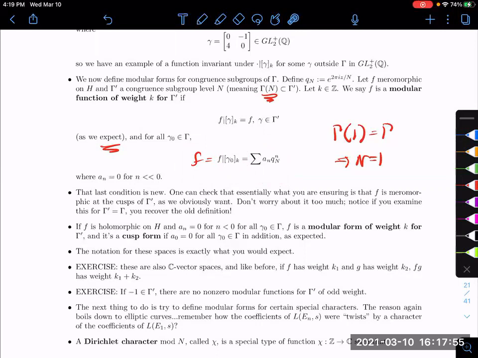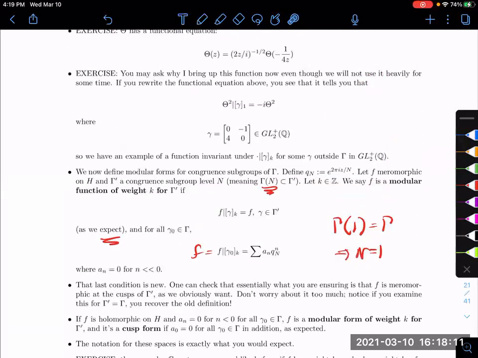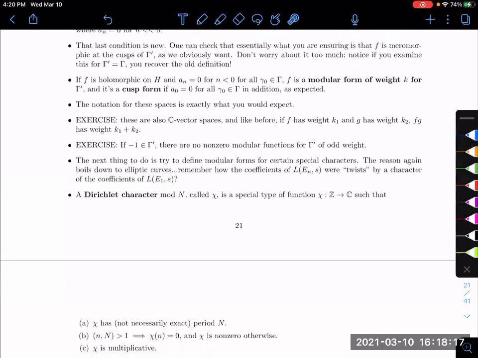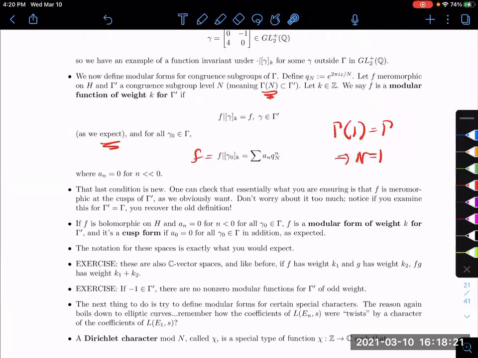Okay, so basically what I'm saying is don't worry about it. It's a meromorphicity at the cusps type condition, but also you recover the old definition of modular forms for SL2Z in the event that you actually set gamma prime equal to gamma. So it is kind of a generalization. Okay, and so this is the definition of a modular function for a congruence subgroup.